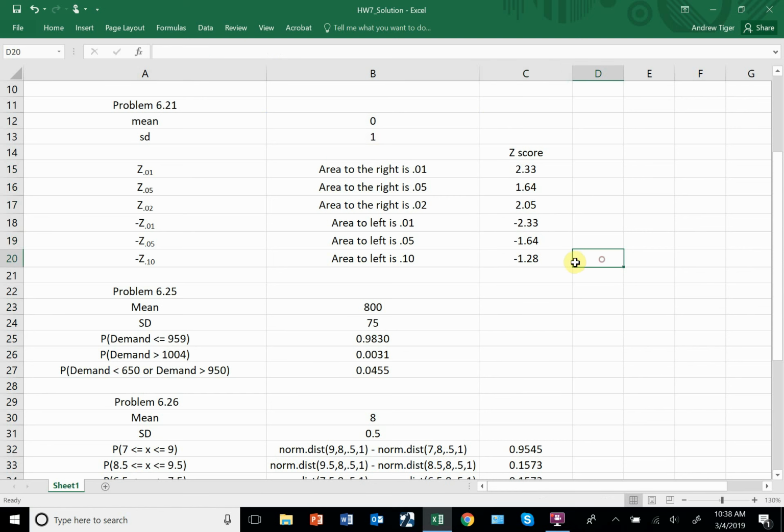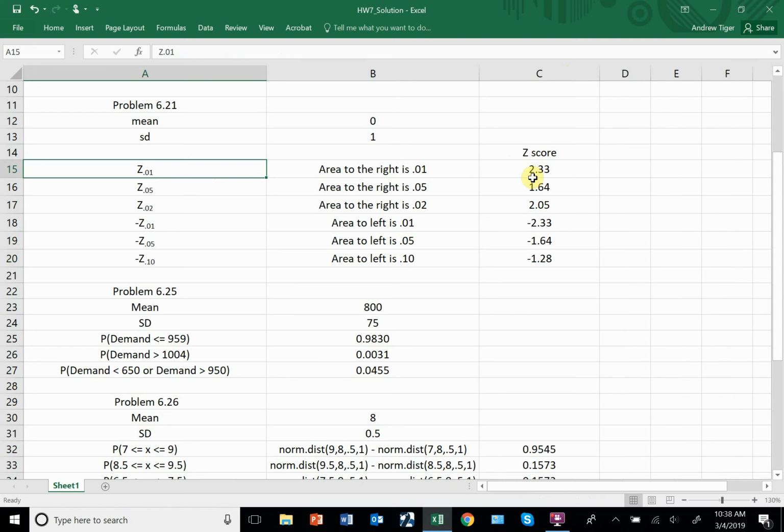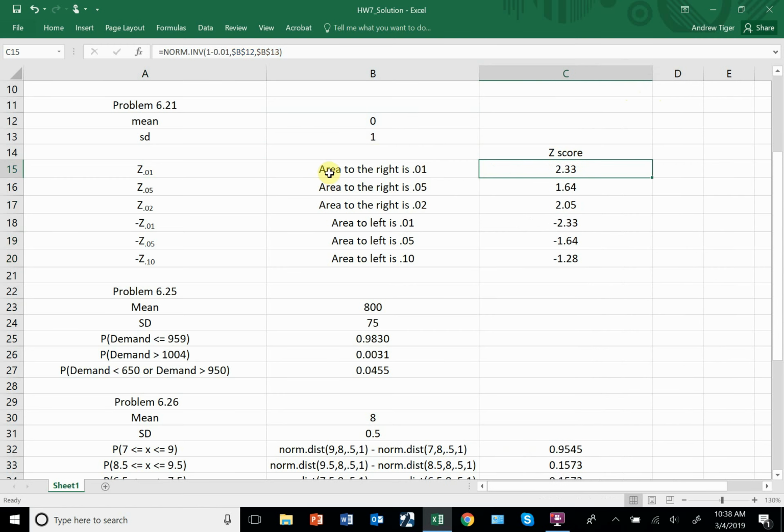These are trickier because they want the z such that the area to the right is 0.01. That's what that represents. Well, the norm INV function doesn't give you the area to the right. It wants the area to the left. So look what I did. To solve for this first one, if the area to the right is 0.01, then the area to the left is 0.99. So the first argument is 1 minus 0.01, where the 0.01 is this value, and then the mean and the standard deviation. So z such that the area to the right of that is 0.01.